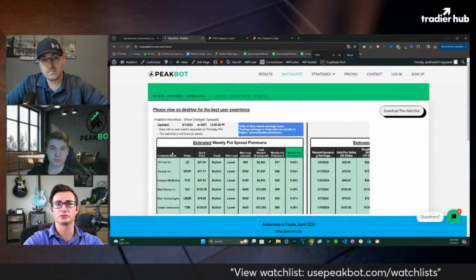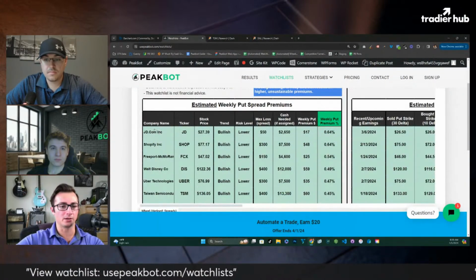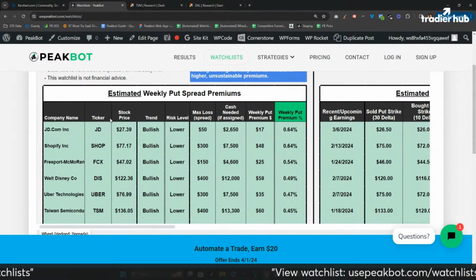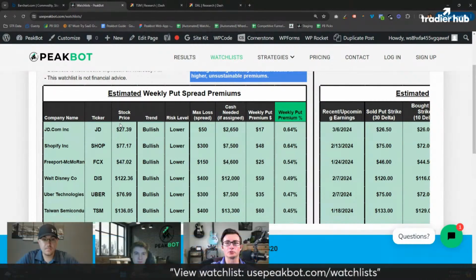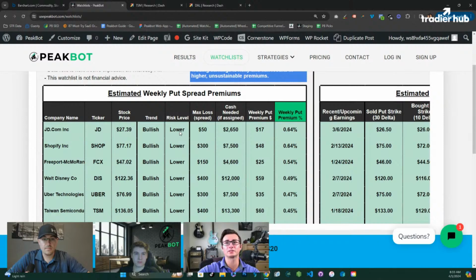I'm going to zoom in so we can actually take a look at this watch list. JD.com. This has been on the top of the leaderboard for a couple of weeks now, which is rare after the new setup for our leaderboard. So really interesting to see JD.com staying in the lower risk tier, still trending bullish, hanging out at 64% and a low price stock. I think that JD might have actually been PeakBot's most automated ticker last week, if I'm not mistaken. I think it was. So really interesting to see that.